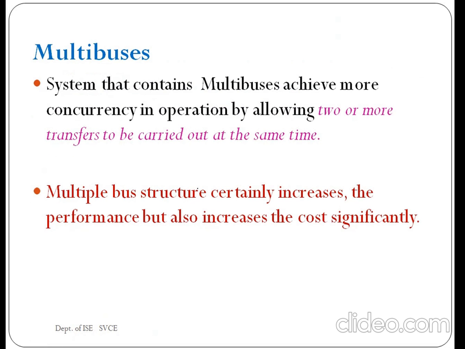Next we will move on to the multi-bus. A system that contains multiple buses achieves more concurrent operation. That means simultaneous data transmission is possible. More than one data transmission is possible at any given time, and more than two devices can participate in transmission of data at the same time. That is the advantage of the multi-bus. It does not restrict it to only two devices being active during transmission of data.